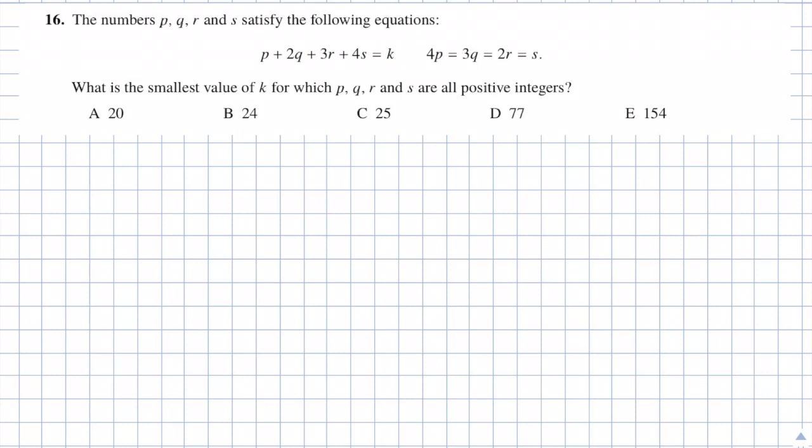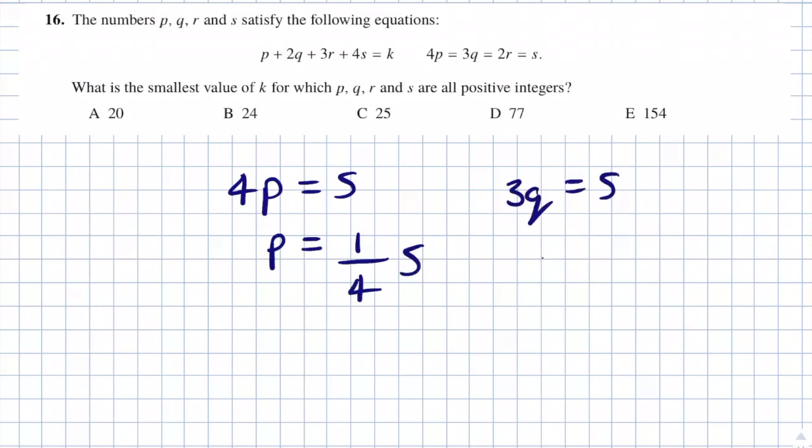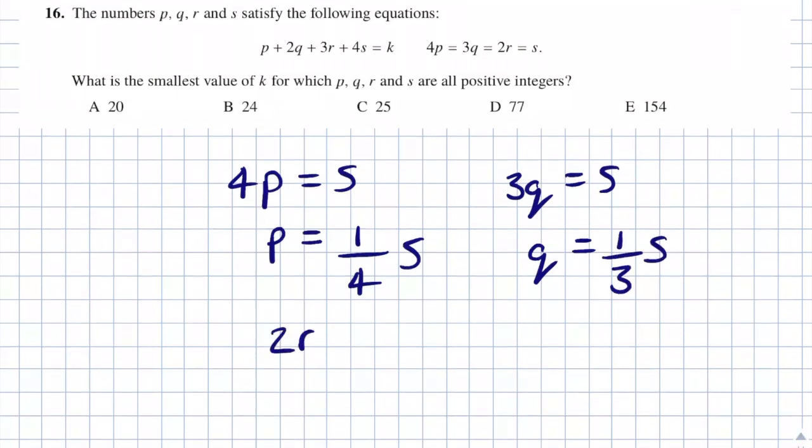So we know that S is equal to 2R, which is equal to 3Q, which is equal to 4P. If we write P, Q, and R in terms of S, let's see what we get. So 4P is S, so P will be a quarter of S. 3Q is S, so Q will be a third of S. 2R is S, so R will be half of S. And then of course S will just be S.